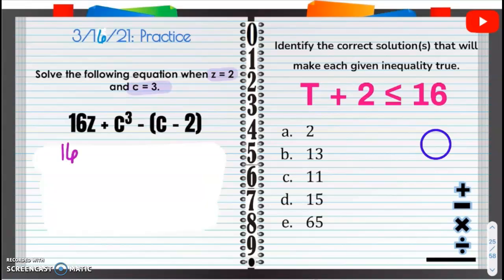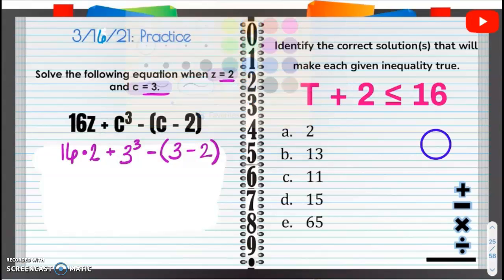So I have 16z, meaning 16 times z, or 16 times 2, plus c is 3, so 3 cubed, or 3 to the third power, minus, in parentheses, c, which is 3, minus 2. This might look hard, but it's actually not bad.